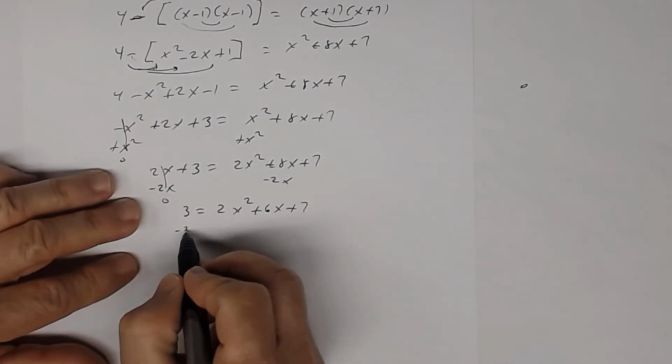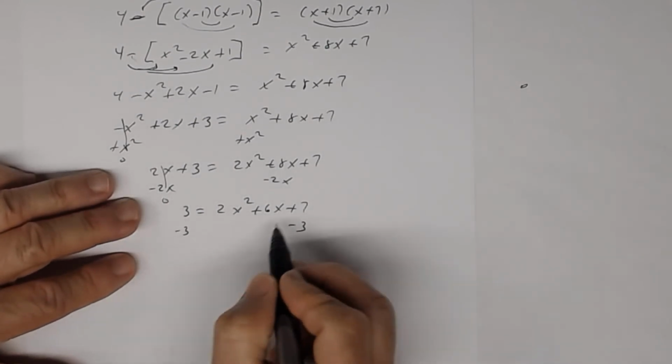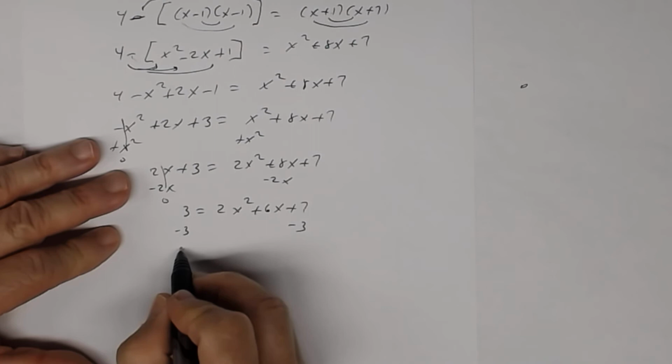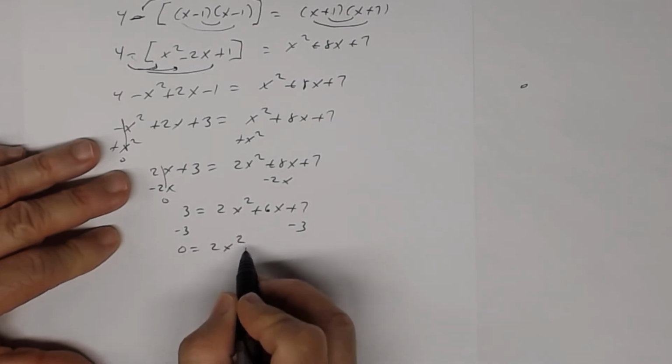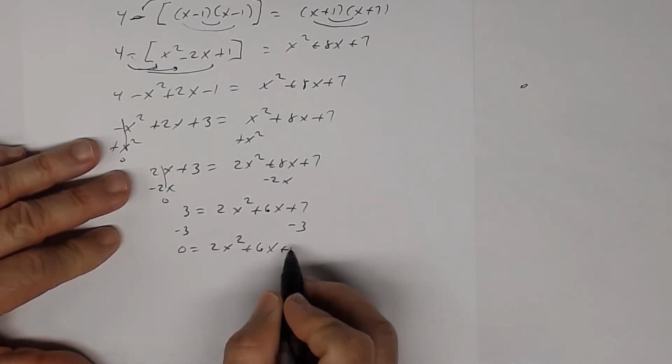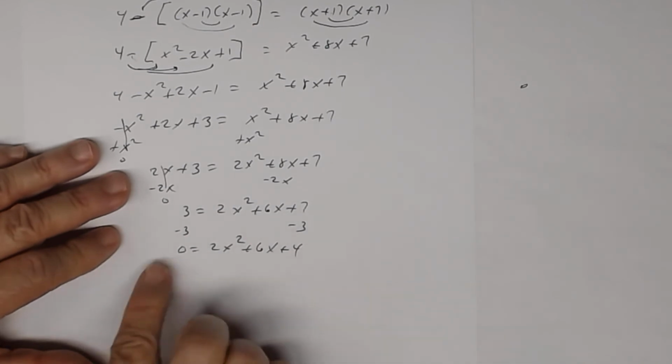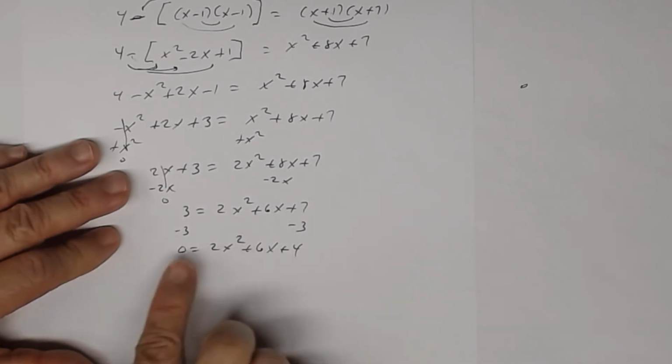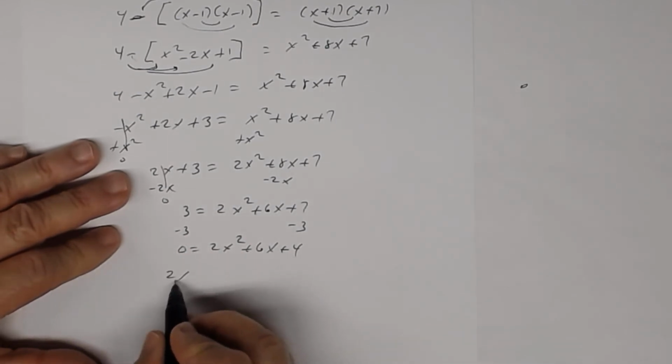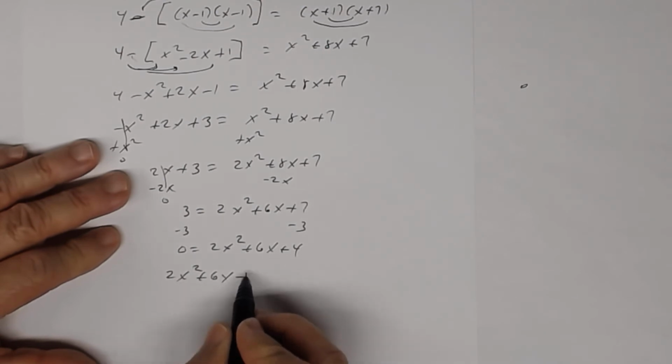And then finally subtracting 3 from both sides. Notice I'm aligning my like terms. 3 minus 3 is 0. So I get 0 equals 2x squared plus 6x plus 4. And so I'm going to go ahead and rewrite. I'm going to transpose the sides so that I can have 0 on the other side. You don't have to. It's just a preference.